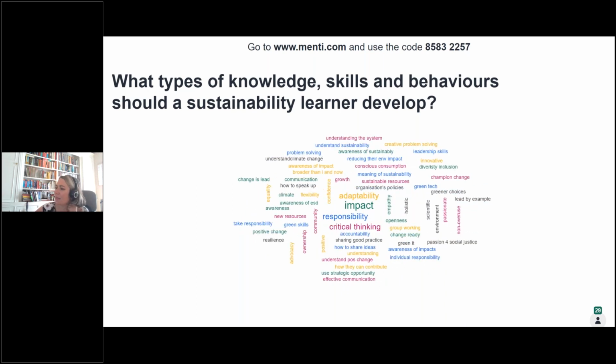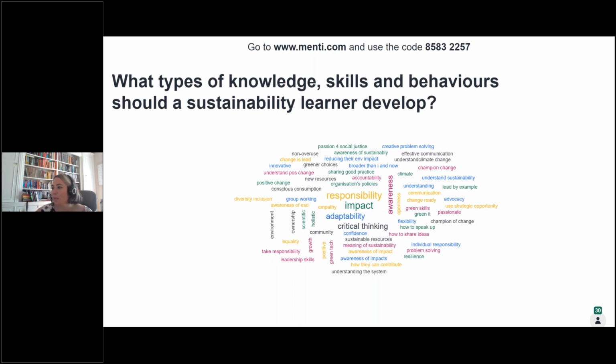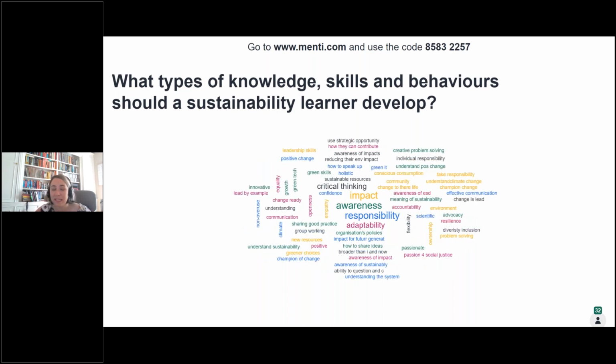And then there's some skills here. Let's have a look: how to speak up, how to communicate well. Effective communication comes up an awful lot actually as I look at this. Leadership skills. Leading by example, having confidence. So you'll see that these skills, I personally can completely see how these immediately would contribute to people's ability to engage with sustainability, but they're not specific just to sustainability, are they?